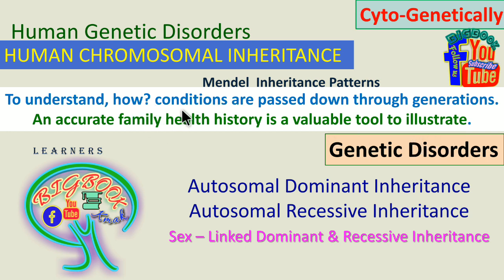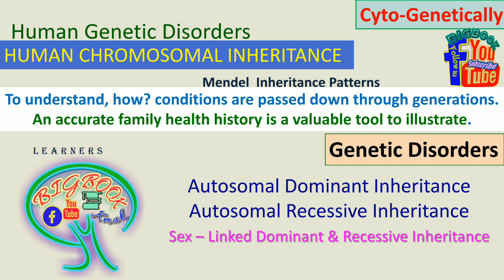An accurate family health history is a valuable tool to illustrate. Within these lines or phrases, we will come across two different things which we have to understand: one is the inheritance pattern of the disease, and the other is the complete family generation of that particular proband, the individual in whom we have identified the genetic disorder.